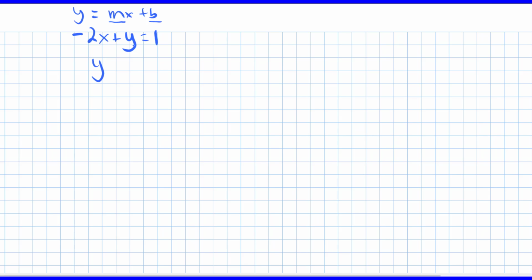We're just going to add 2x to both sides. When I do that, that means my y is by itself, and I've got 2x plus 1. All right, so I've got y = 2x + 1. So all I need to do here then is to go ahead and graph. So I'm going to get my line here.